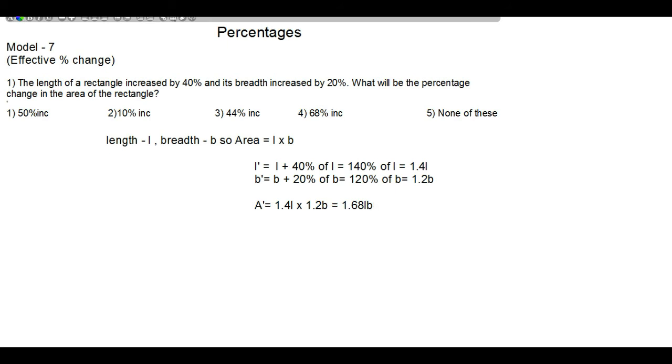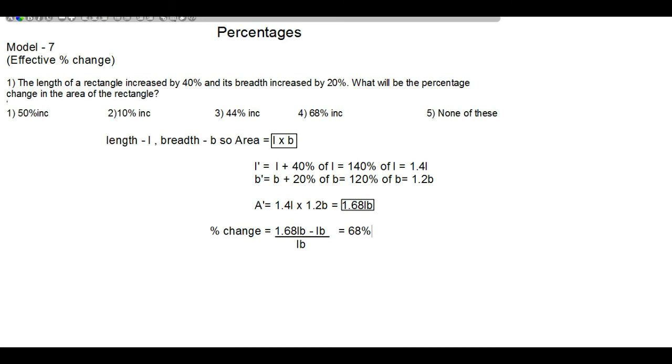The percentage change, as discussed earlier, will be equal to (final area minus initial area) by initial area into 100. The final area is 1.68 LB. So 1.68 LB minus the initial area LB, divided by initial area LB, into 100. This can be taken as 68%. Since we have got a positive value here, this 68% is an increment. Whenever we get a positive sign, this is a percentage increase, and if we get a negative sign, this should be taken as a percentage decrease. So we can say that the area of the rectangle has increased by 68%.